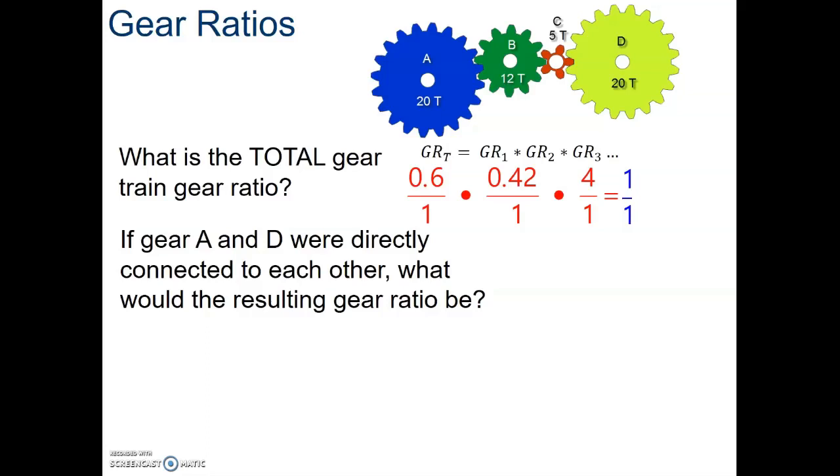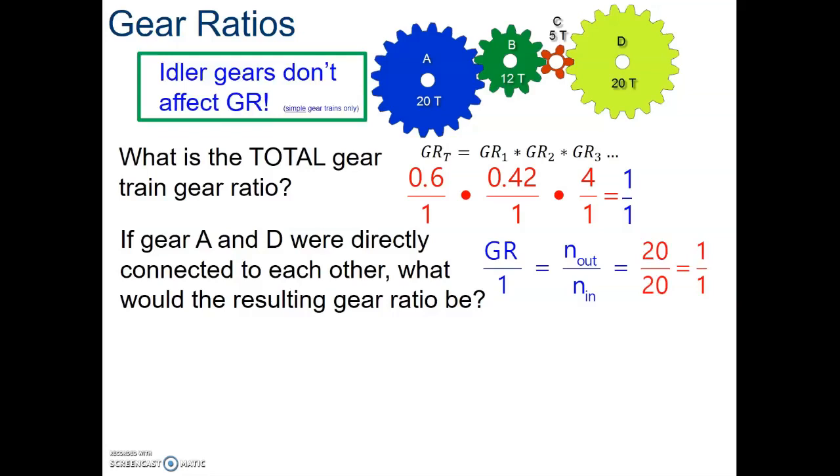Just for kicks and giggles, let's figure out what the gear ratio is going to be between A and D. So I'm going to identify A as my driver or my input. I'm going to identify D as my driven or my output. And I'm going to toss in their number of teeth, which is 20 over 20 and 1.